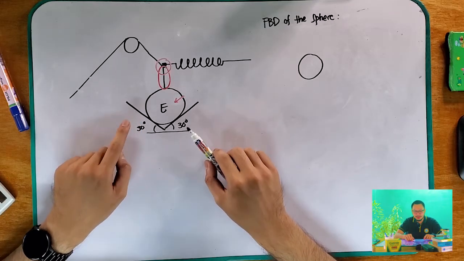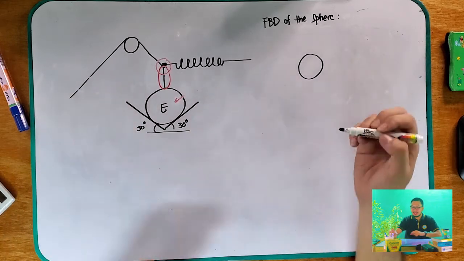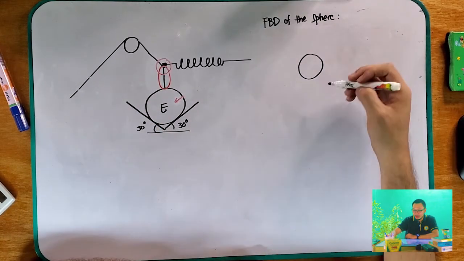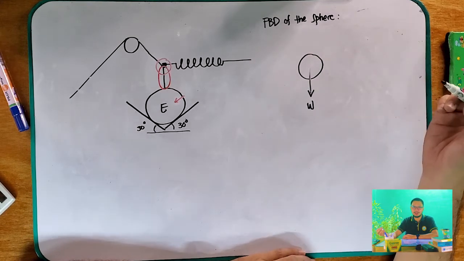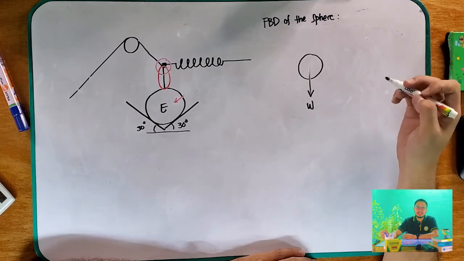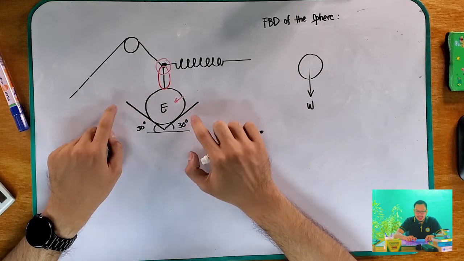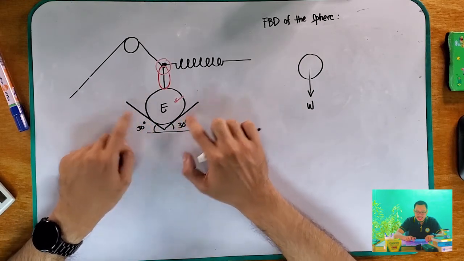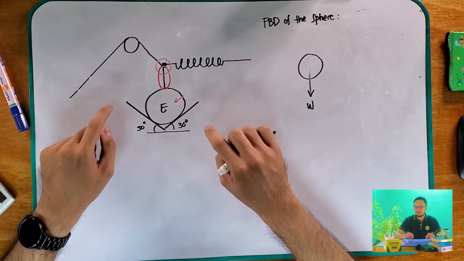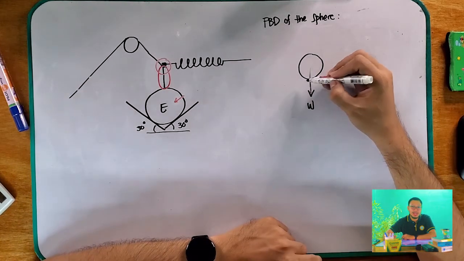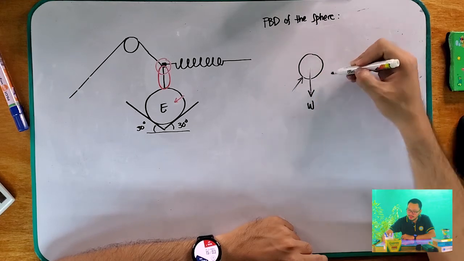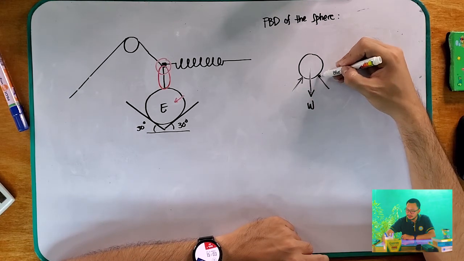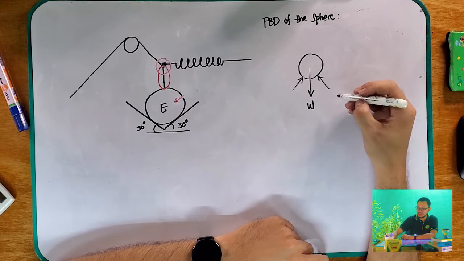If we look here at our drawing, we can see that our sphere has a weight of W, right? And we can see that our sphere is in contact with our inclined plane. So therefore, we also have a smooth support. Therefore, we have a normal force that is acting in this direction.